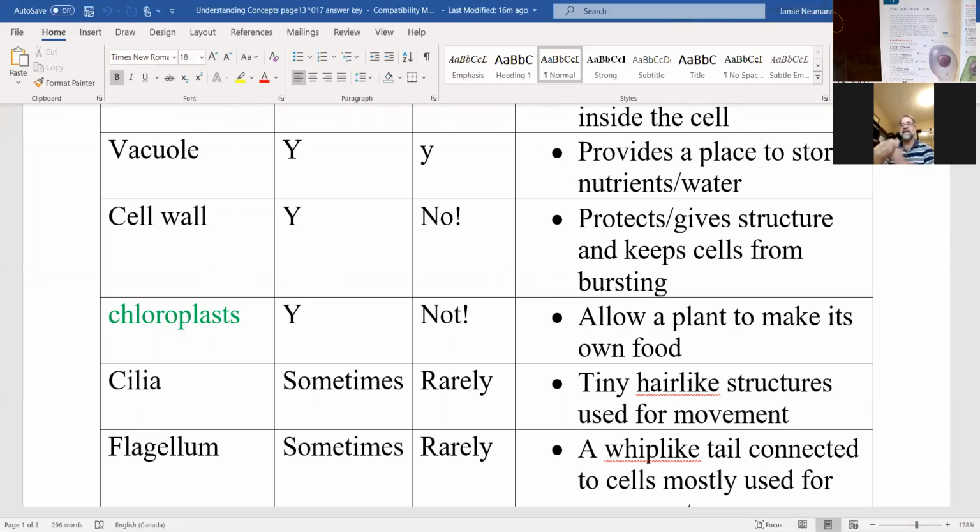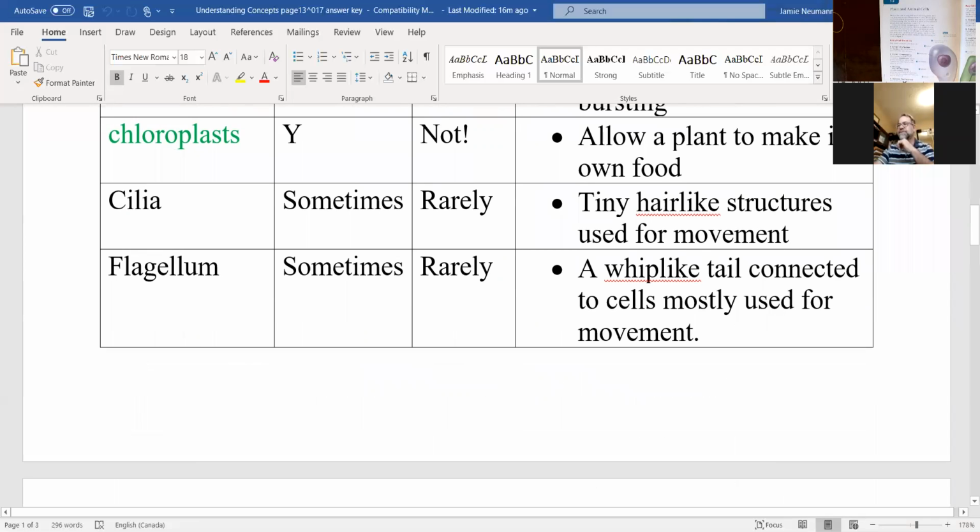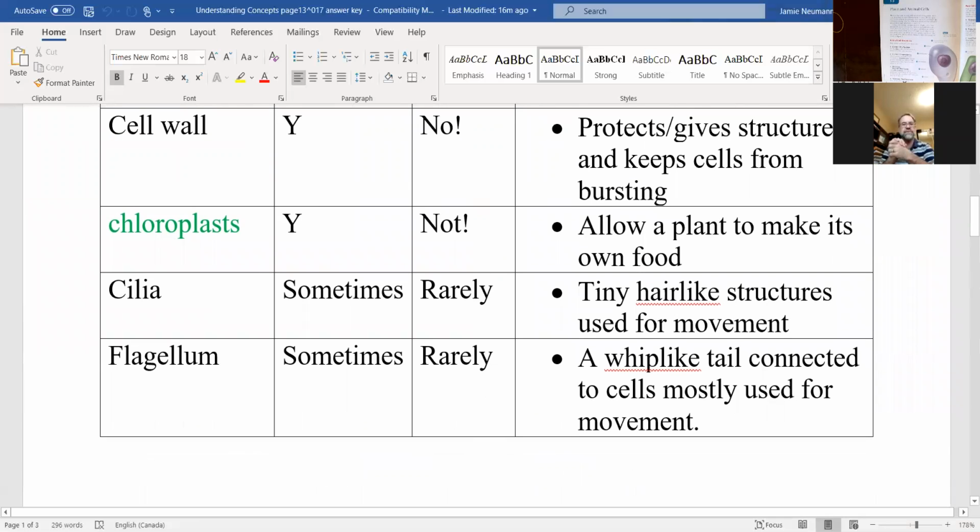Now, for cilia and flagellum, you actually didn't have to include those two. Those are two special structures. But if you did, that's great. They are actually sometimes found in animal and plant cells, so you could say sometimes or rarely. When we do unicellular organisms in the next couple of days, we'll look at those in a little bit more detail.